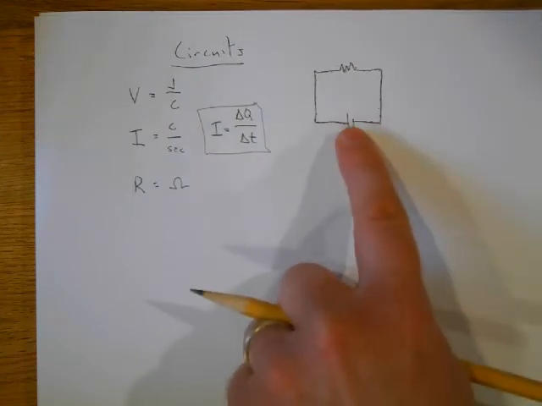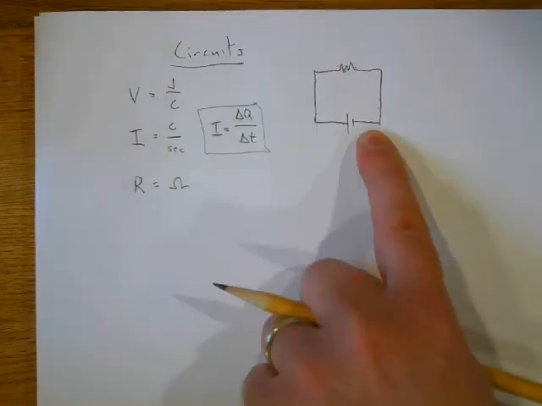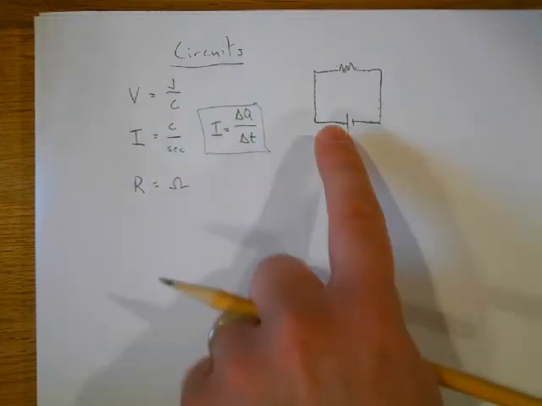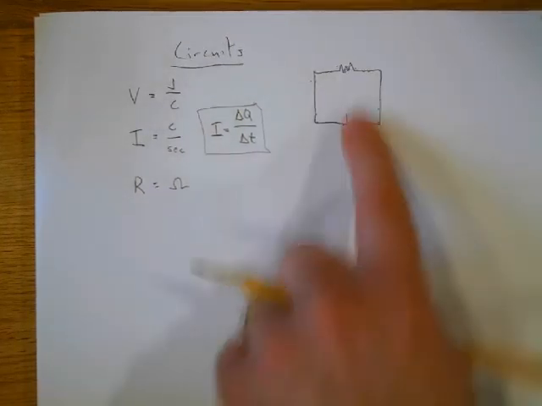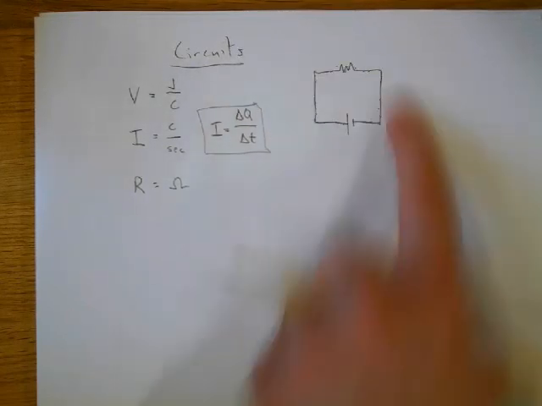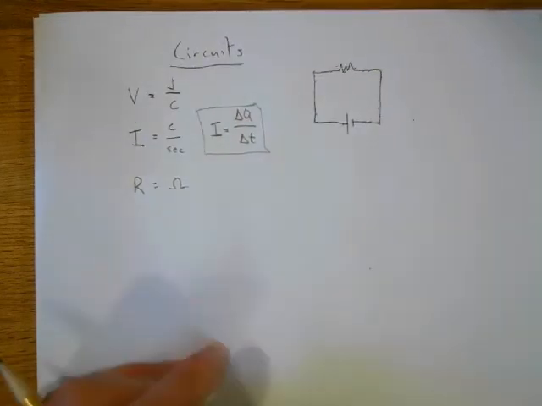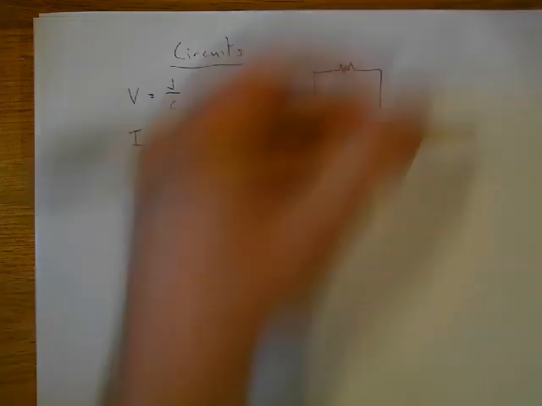So remember, a common misconception is people think, oh, charge goes really fast until it hits the resistor and then it slows down. That's not the case. The resistance in this particular circuit would determine the current everywhere in the circuit, okay? Hopefully that makes sense.